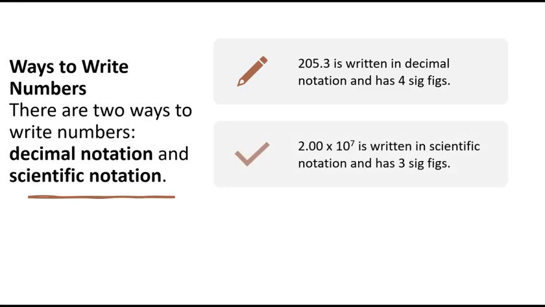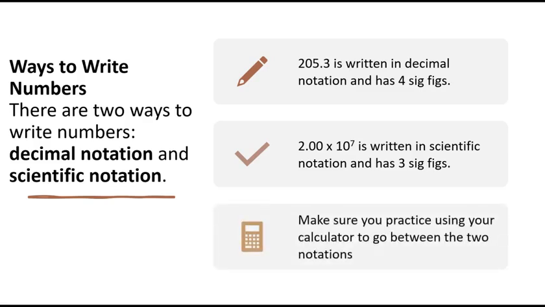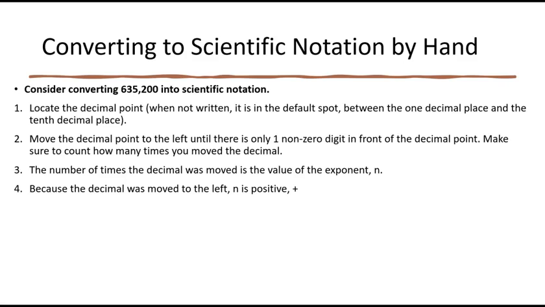2.00 times 10 to the 7 is written in scientific notation. Whenever we have numbers written in scientific notation, the decimal portion of the number is all significant. So 2.00 has 3 sig figs, and it's times 10 to the 7th. Make sure that you practice using your calculator to go in between the two notations. Converting to scientific notation by hand.